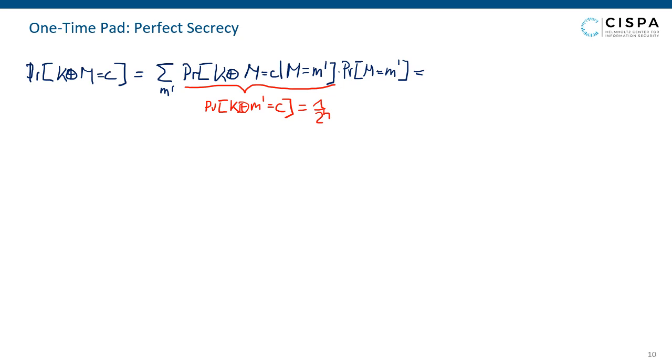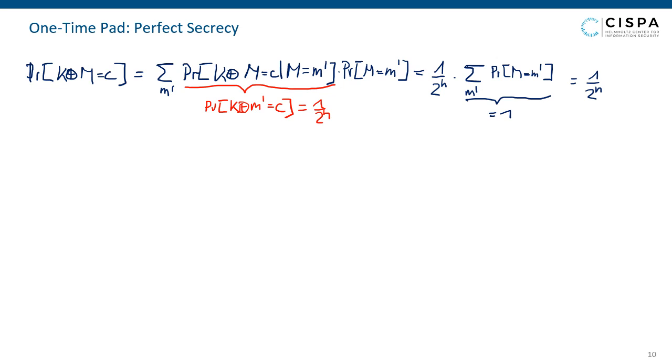So this expression simplifies to 1 over 2 to the n times the sum over all messages m prime of the probability M equals m prime. But this sum goes over all messages m, so these events M equals m prime cover the entire sample space, and therefore this probability is 1. So altogether, this probability is 1 over 2 to the n.